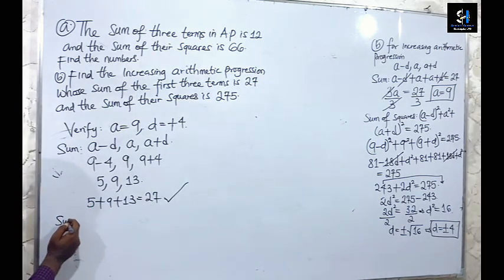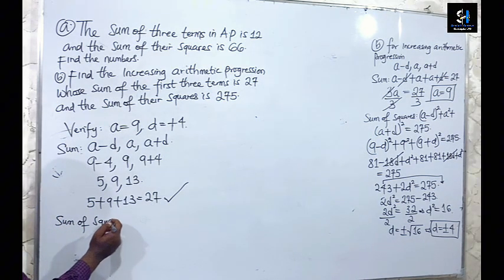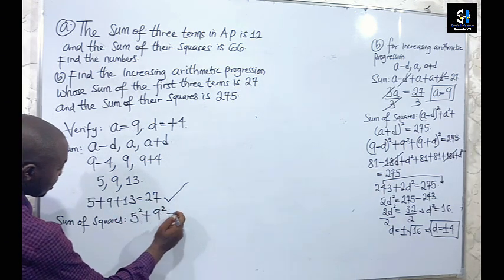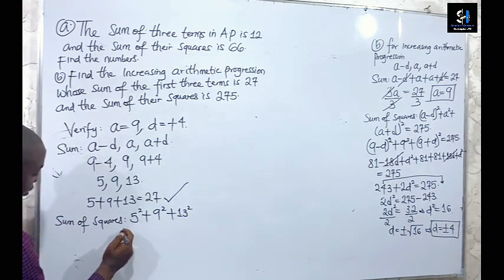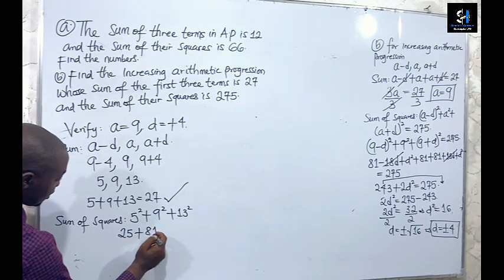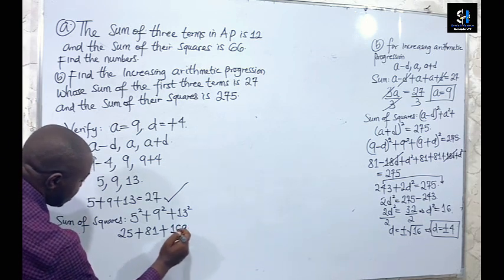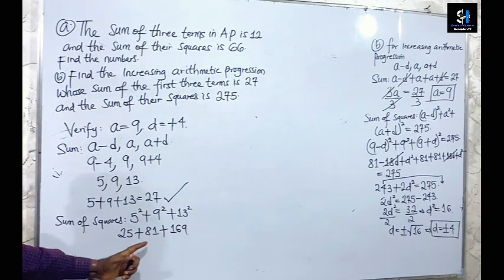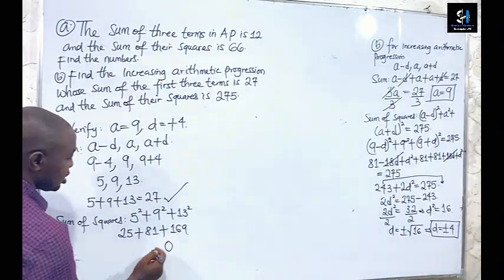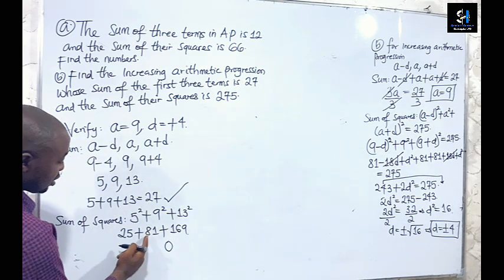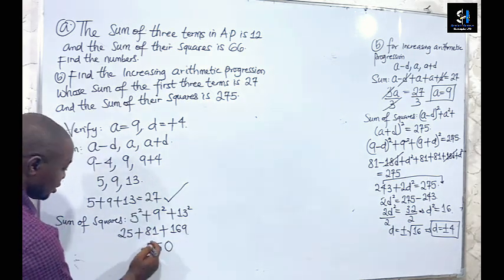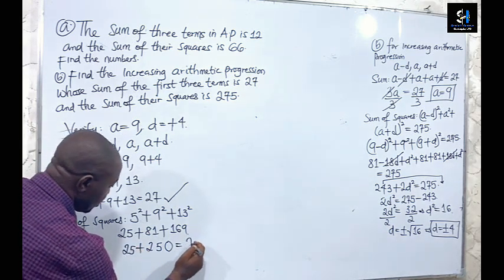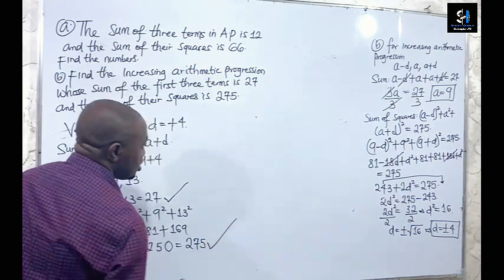Verified. Now the sum of squares. That means 5 squared plus 9 squared plus 13 squared. This is 25, this is 81, this is 169. So 169 plus 81: 9 plus 1 is 10, write 0, carry 1. 6 plus 8 is 14, plus the carried 1 is 15, carry 1. This will be 250. Then plus 25 will be equal to 275.